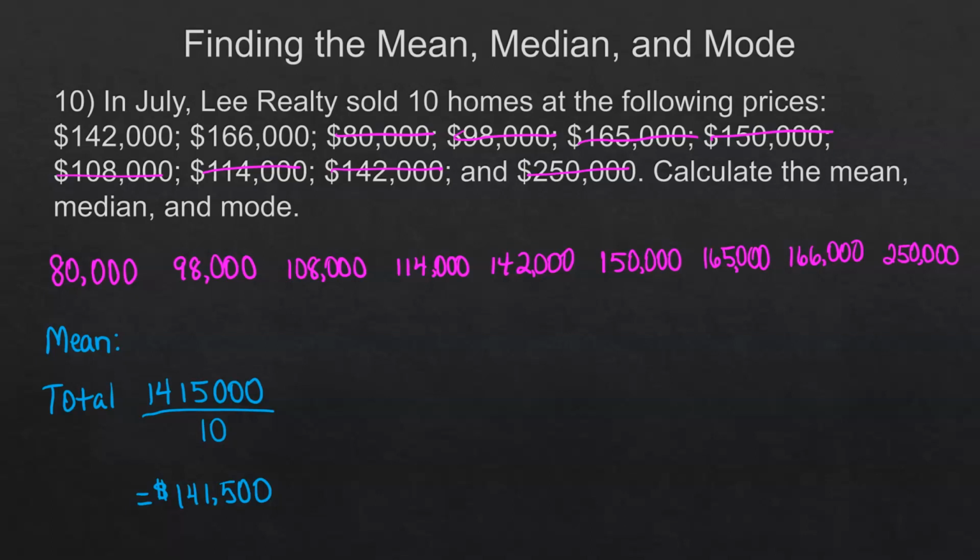Okay, now let's look at our median. And so for the median, 1, 2, 3, 4, 5. 1, 2, 3, 4, 5, 6, 7, 8. Oh, I left out a number. Where did I leave out a number? 80, 98, 142. Oh, I left out 142. It was on there twice, right there.